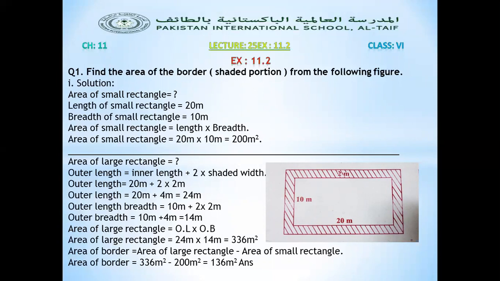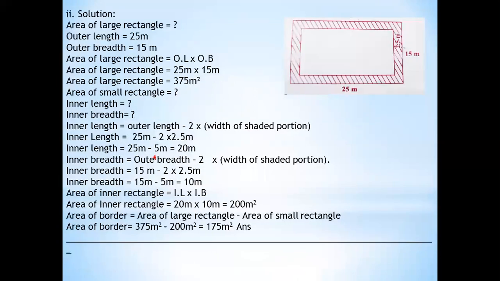In the same way, we have part number 2, but in part number 2 we have the information about the large rectangle, and we will find the area of the large rectangle directly. But for the small rectangle, before finding its area, we have to find the inner length, and after that the inner breadth, as we have done here.